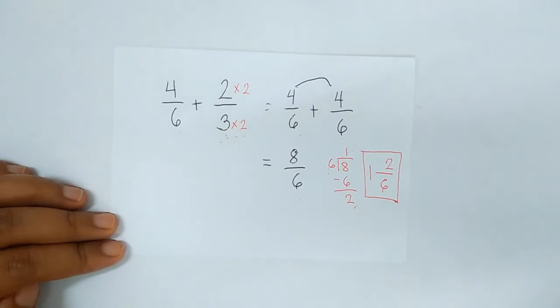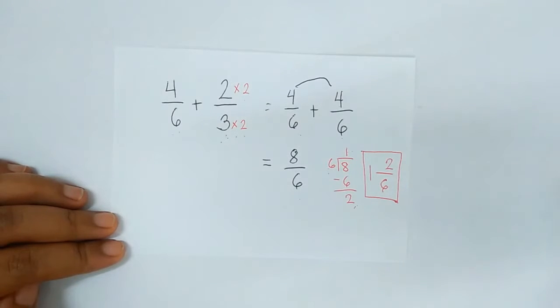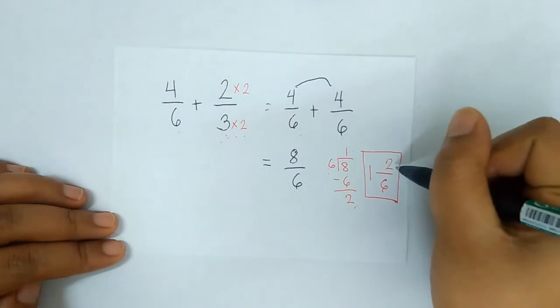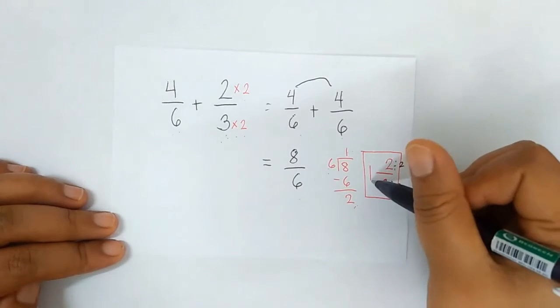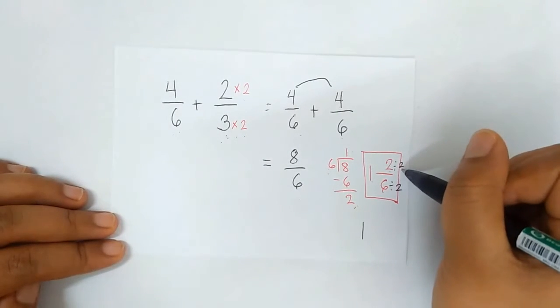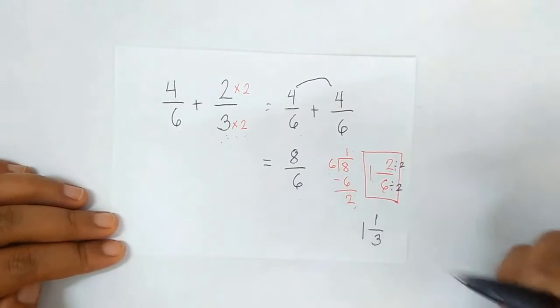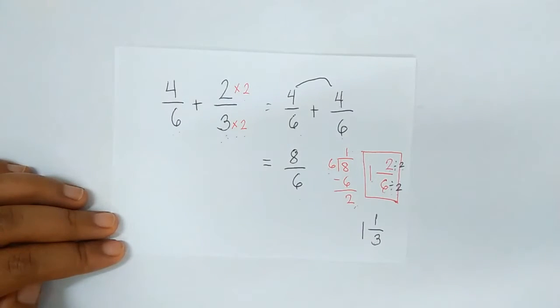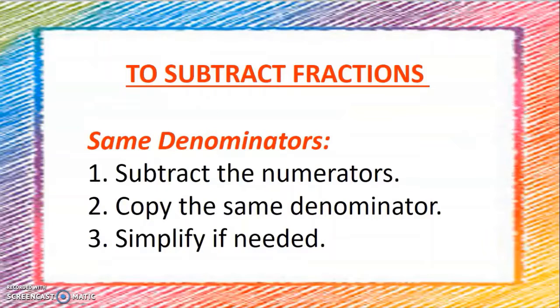Oh yeah, very good. 1 and 2 over 6 is not yet simplified. So we need to simplify by dividing it by 2. Yes, we're going to divide this by 2 and divide this by 2. So you just copy the whole number 1. 2 divided by 2 is 1. 6 divided by 2 is 3. So we have the final answer, which is 1 and 1/3.